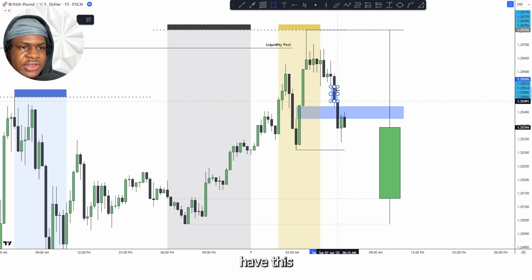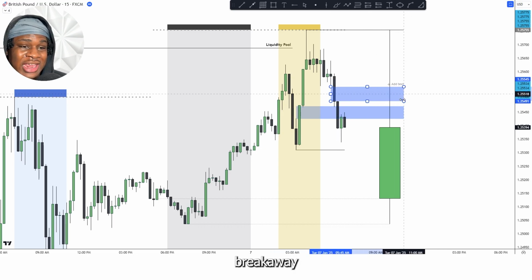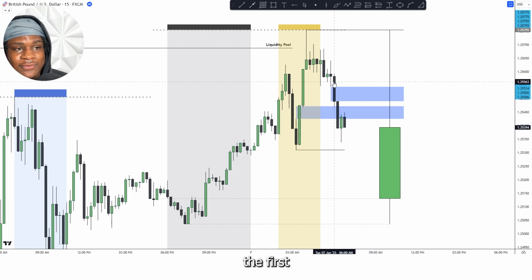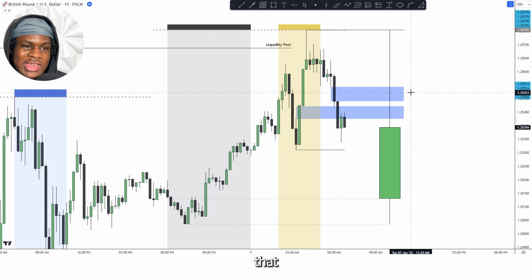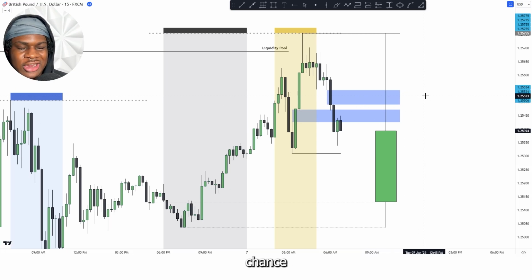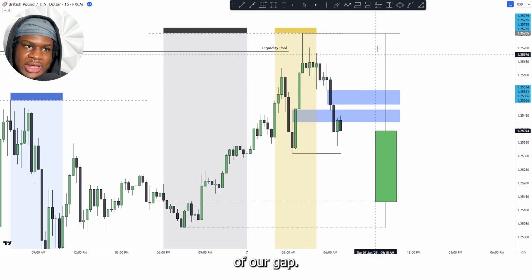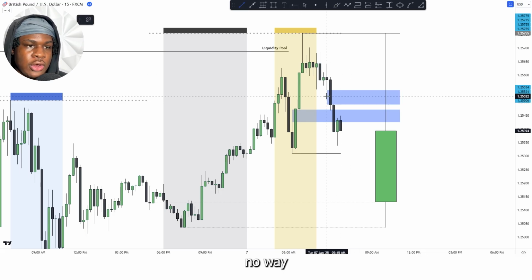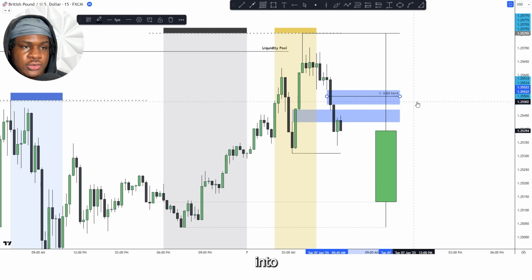We also do have this fair value gap up here. This is a breakaway gap. So this is the first fair value gap here after price has swept the level of liquidity, meaning that there's a 50-50% chance that price may come into this first fair value gap. And if it does, there's no way that it's going to come all the way back up into the 50% of it.